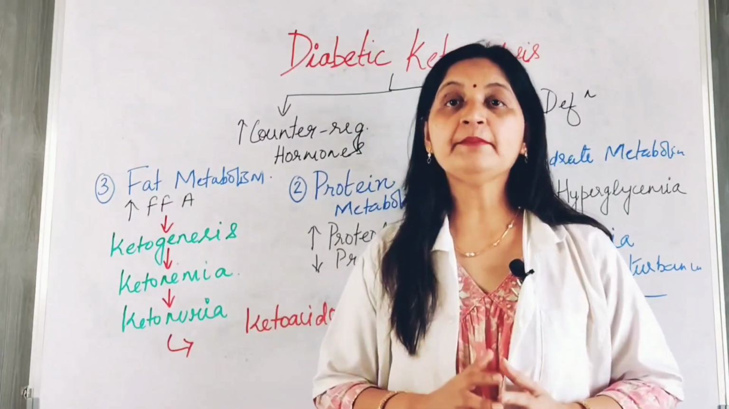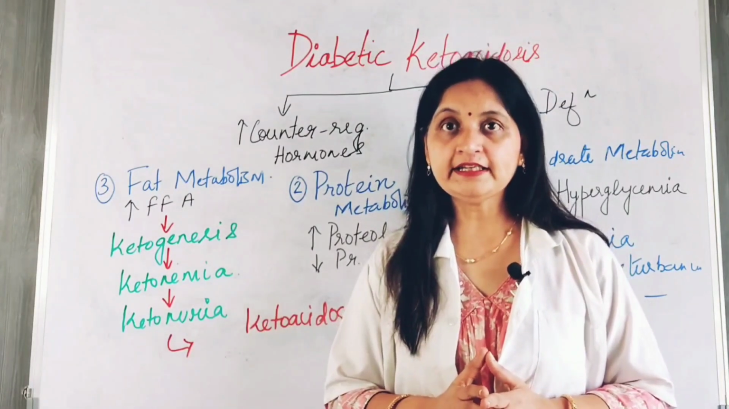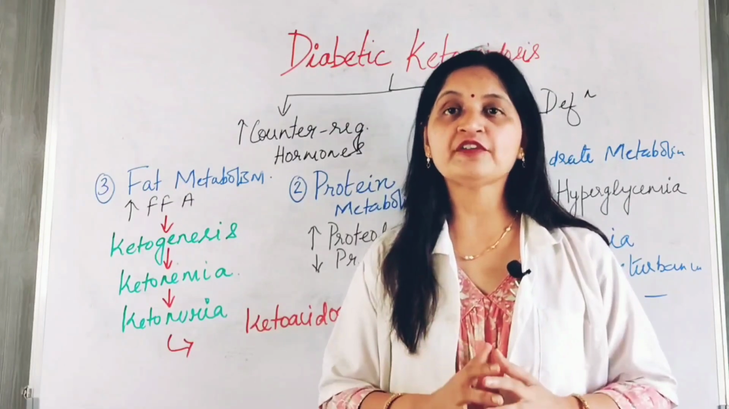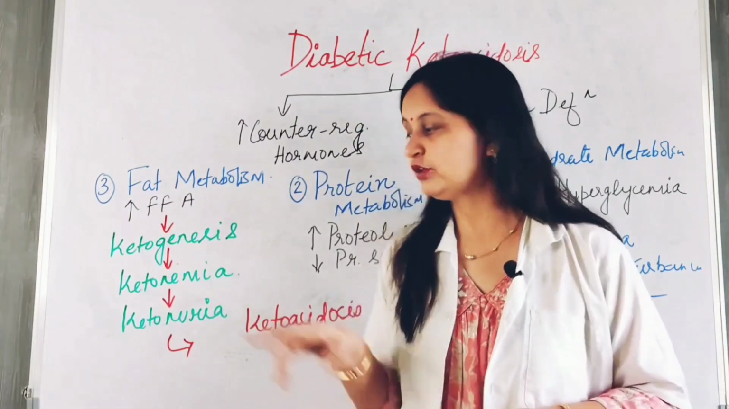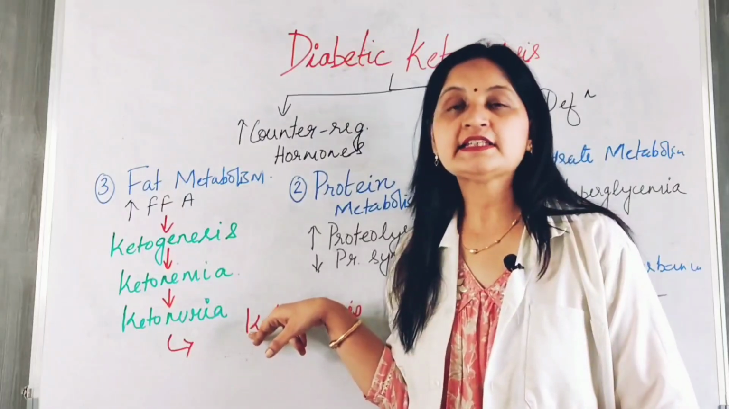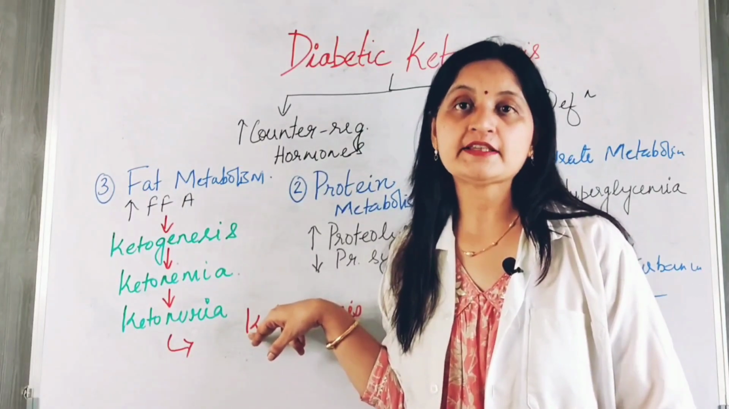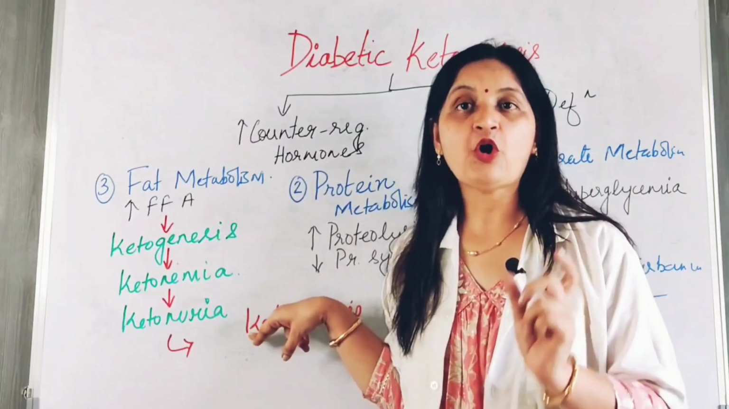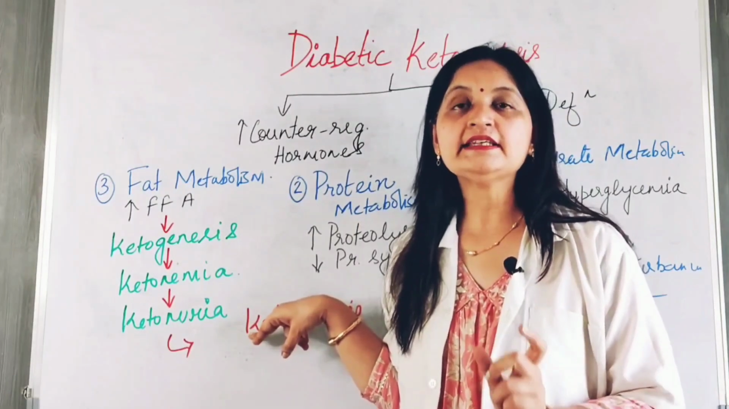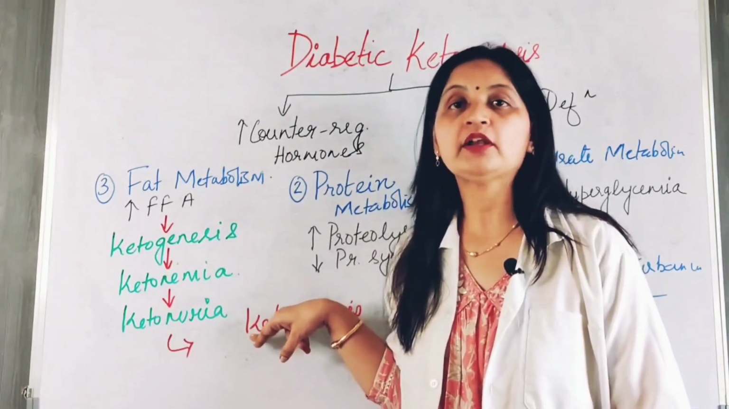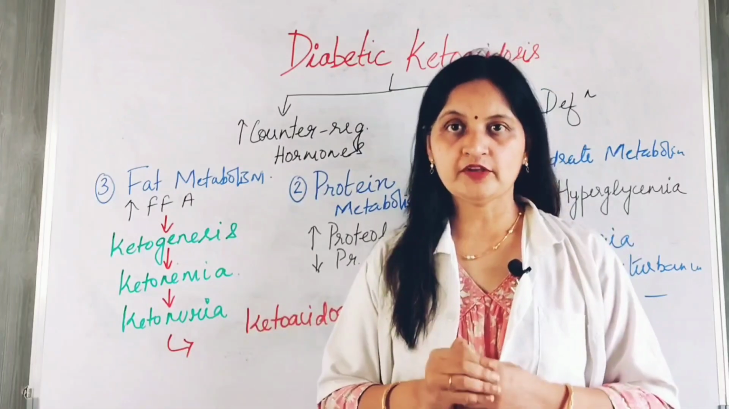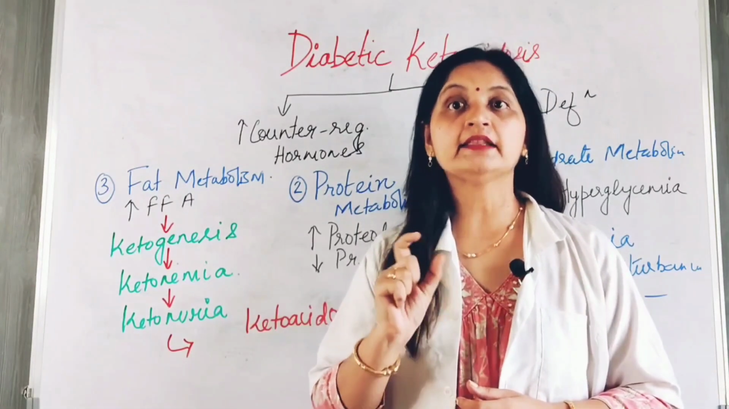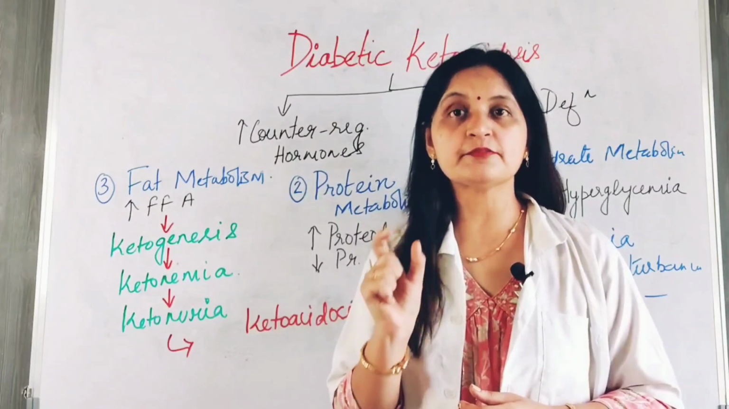So if these primary metabolic derangements are not corrected, it leads to secondary derangements, and excessive formation of ketone bodies finally leads to ketoacidosis, a state of clinical metabolic acidosis. Because the ketone bodies are acidic organic substances, they lead to clinical metabolic acidosis. Now, in response to metabolic acidosis, there is respiratory compensation, and this manifests as Kussmaul's breathing.